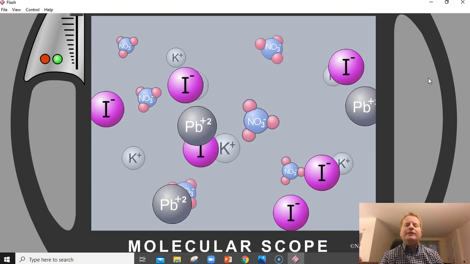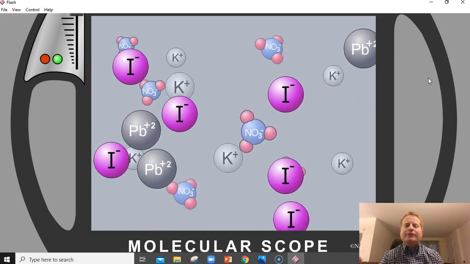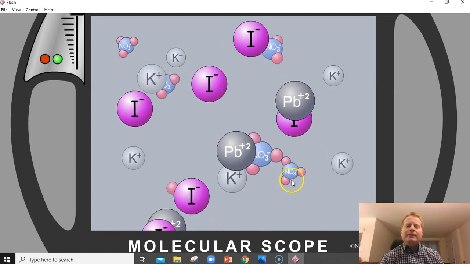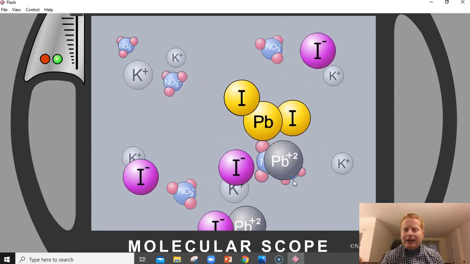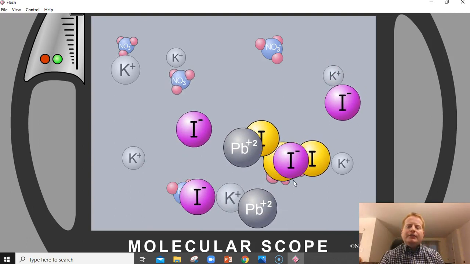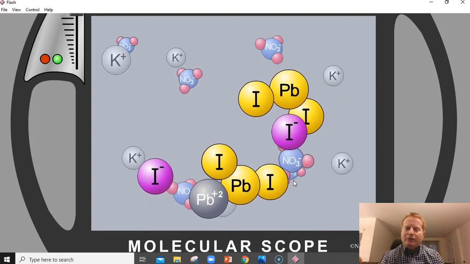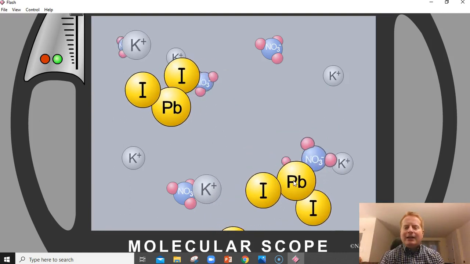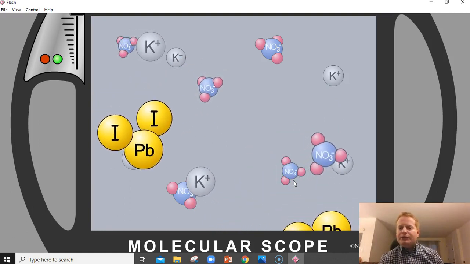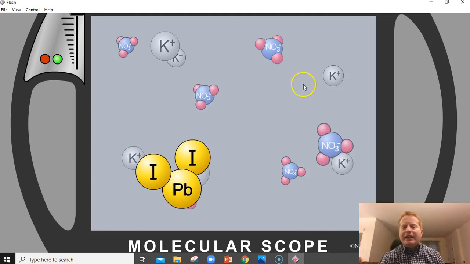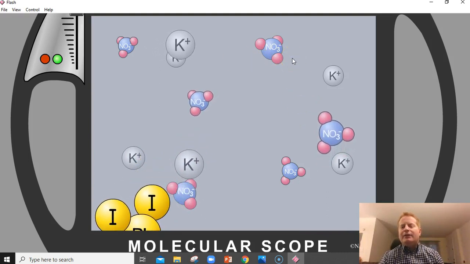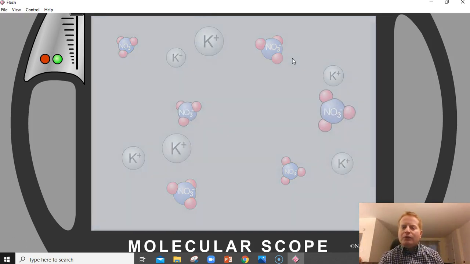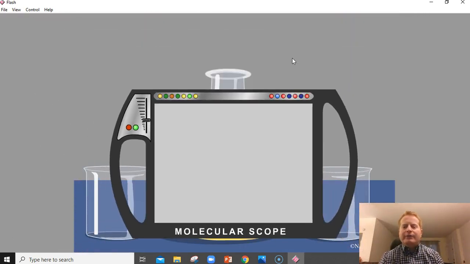And now we're seeing that the opposites are attracting. So the Pb2+ that was with the NO3 before is starting to get attracted to the I's, and they're actually joining together to form a yellow solid. So when Pb finds I, that new compound no longer dissolves in water. But if K and NO3 find each other, they don't really stick together. They still dissolve in water essentially. They're still aqueous at that point.